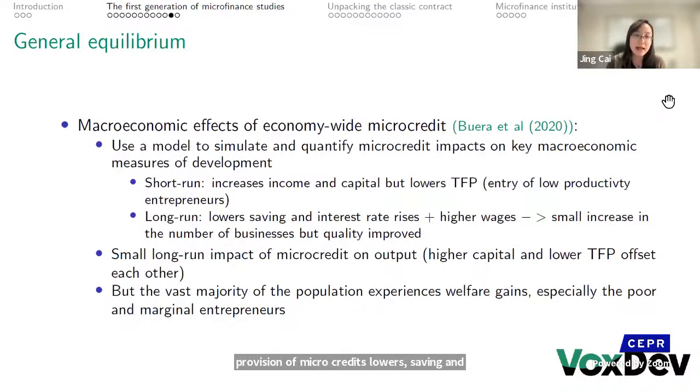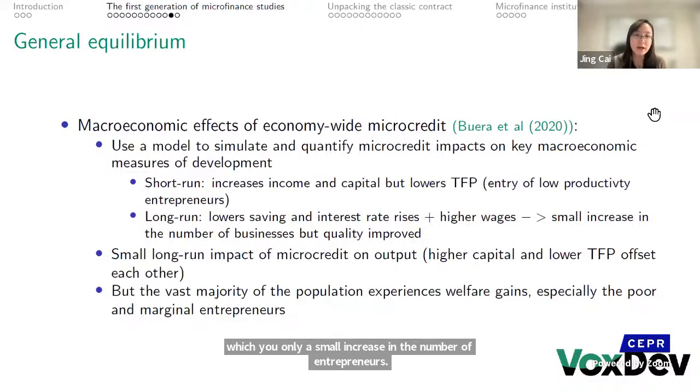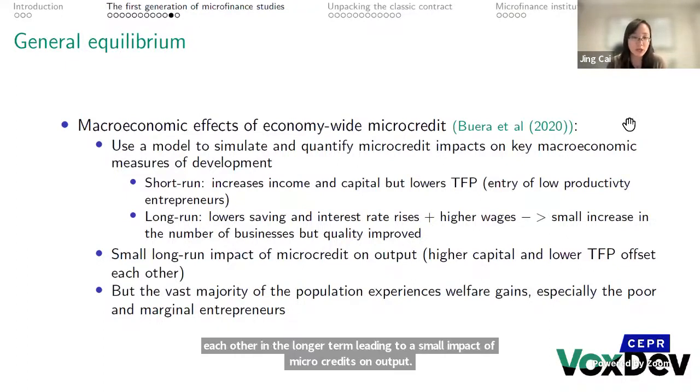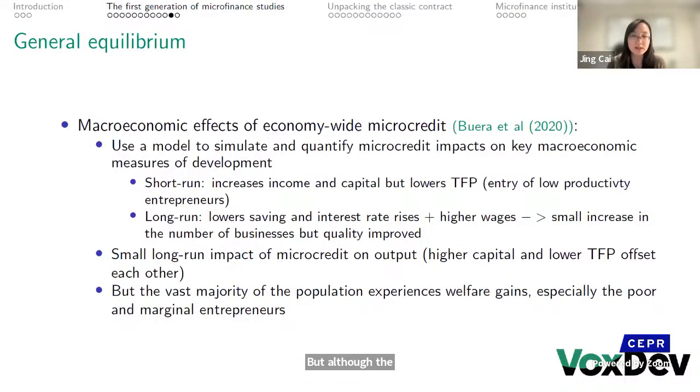This, together with higher wages, leads to only a small increase in the number of entrepreneurs. However, the average quality of entrepreneurs and the efficiency of capital allocation both improve. Consequently, the higher capital and lower TFP offset each other in the longer term, leading to a small impact of microcredit on output. But although the long-run GE effect is small, the vast majority of the population does benefit from microcredit, and the welfare gain is larger for the poor and marginal entrepreneurs.